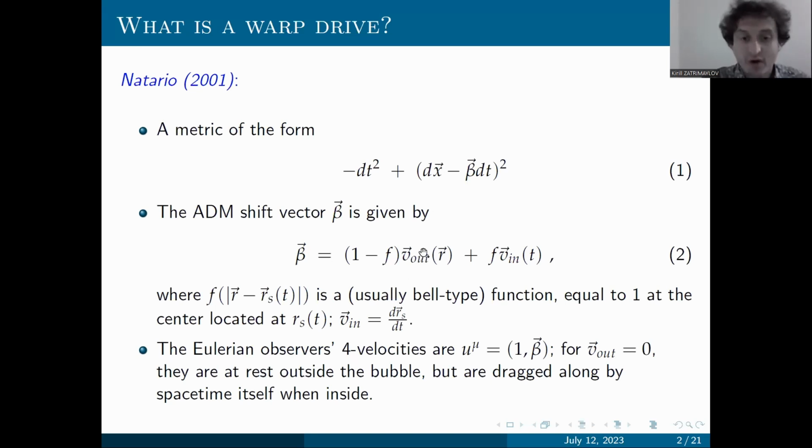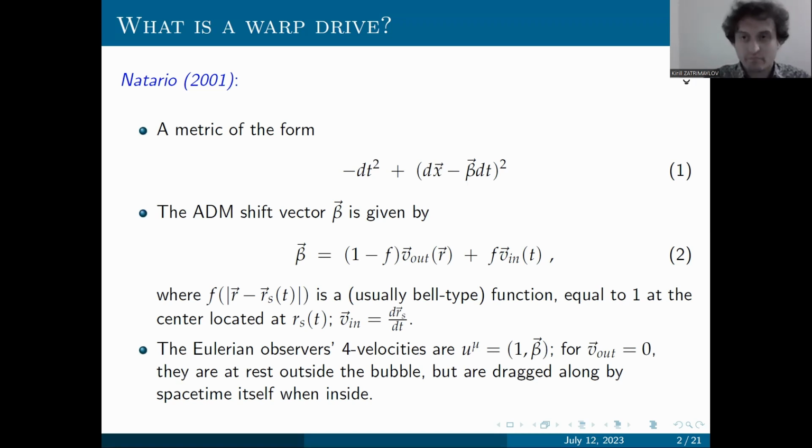So we have a background metric, and the warp drive is a kind of solitonic perturbation of the metric moving on it. This function f is usually of bell type, like a Gaussian, for instance, and the Eulerian observers inside the bubble are in free fall, so they are in an inertial reference frame.